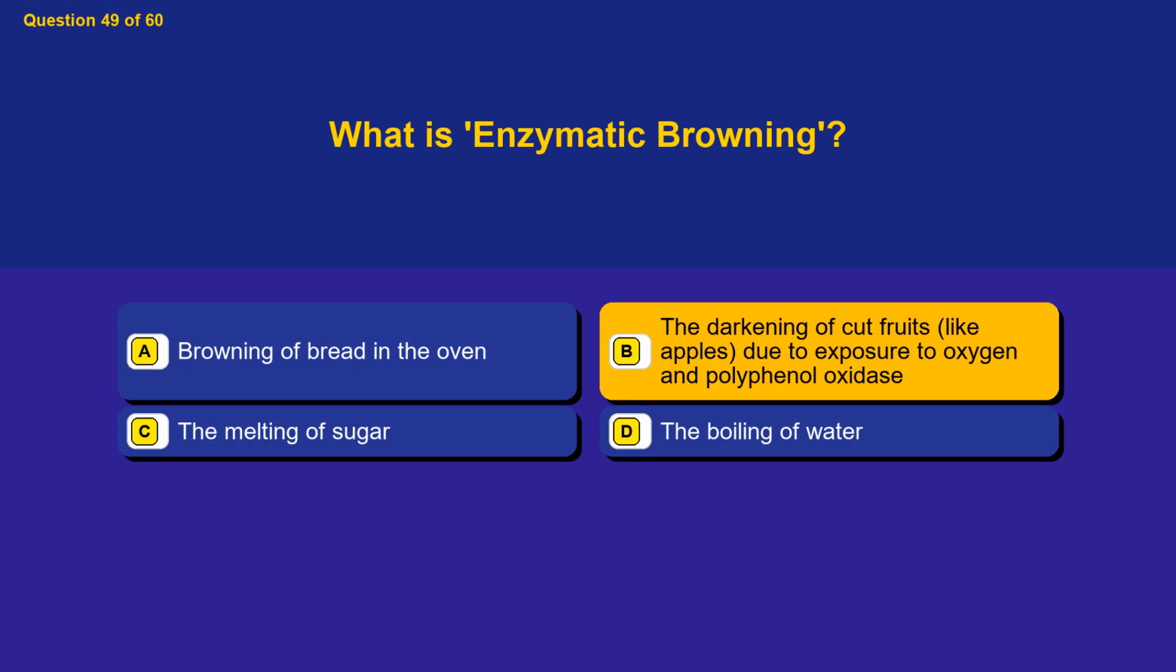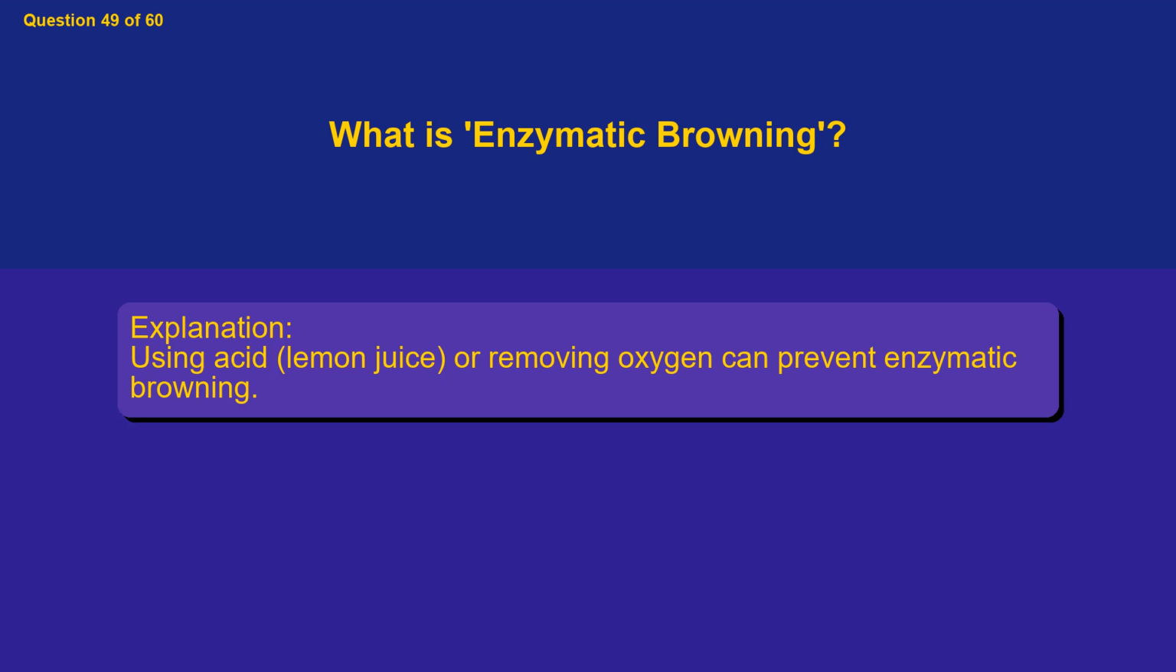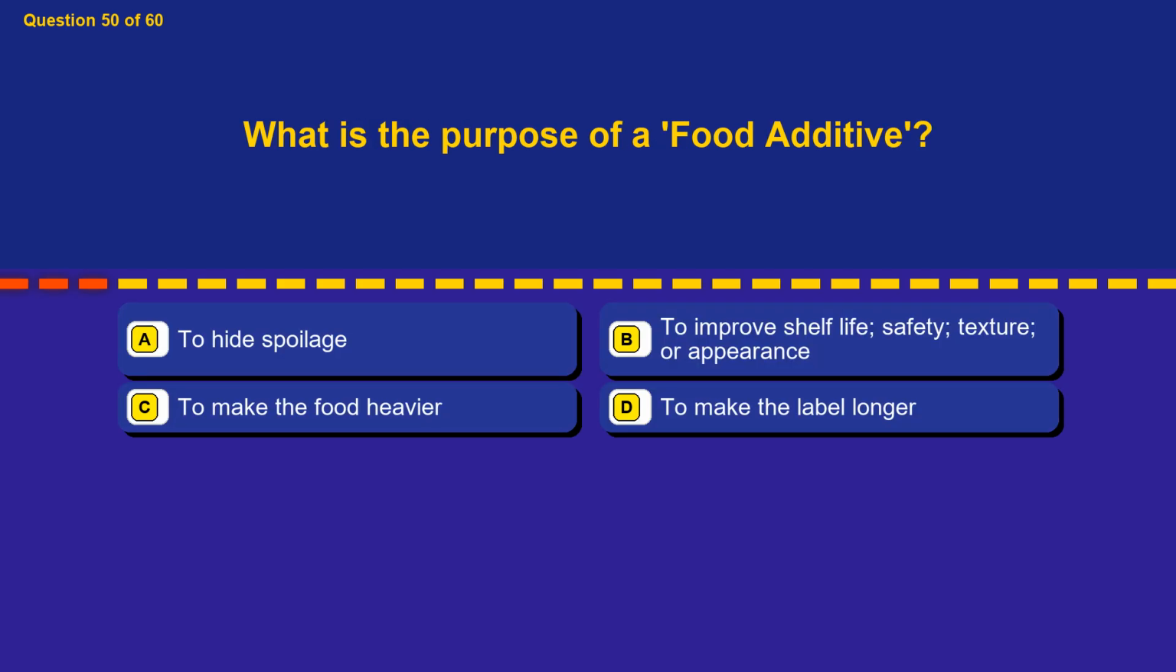The correct answer is option B. The darkening of cut fruits, like apples, due to exposure to oxygen and polyphenol oxidase. Using acid, lemon juice, or removing oxygen can prevent enzymatic browning. Question 50. What is the purpose of a food additive?